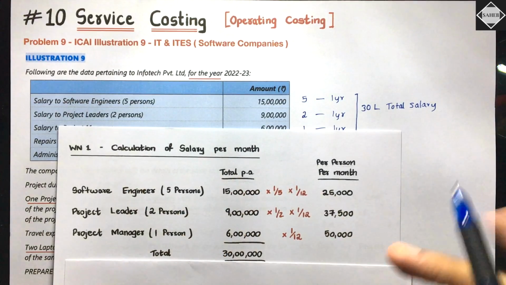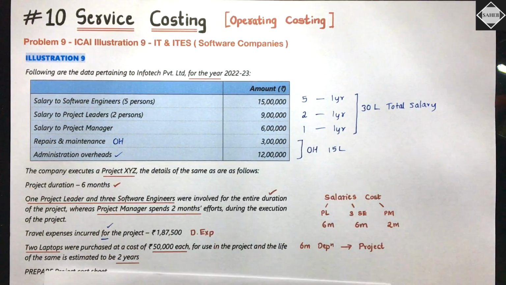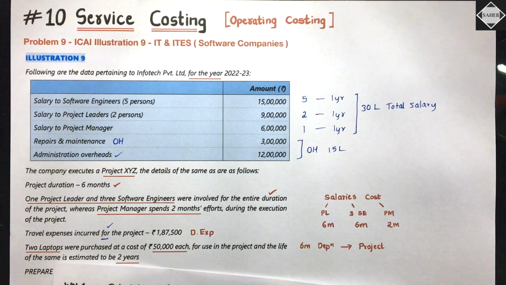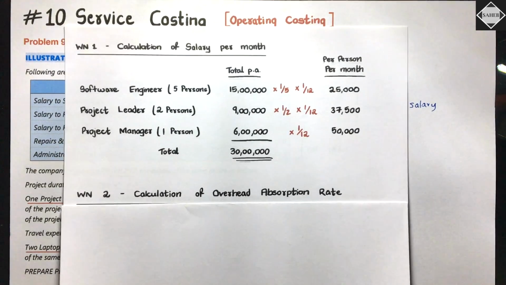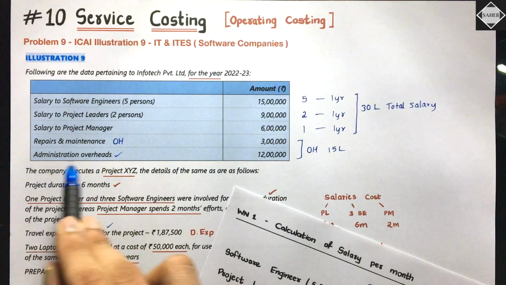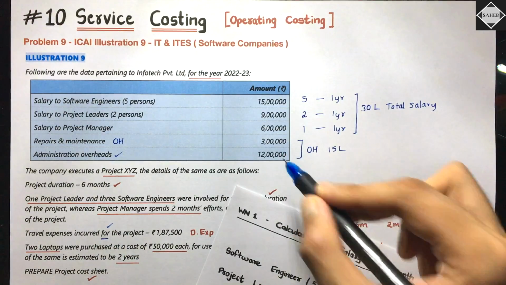First working note is over. We have got per month salary. Now easily we can calculate by using this chart, isn't it? Yes. Now next, see calculation of overhead absorption rate. I told you, overheads are there: repairs and maintenance and administration overheads, 3 lakh and 12 lakh.